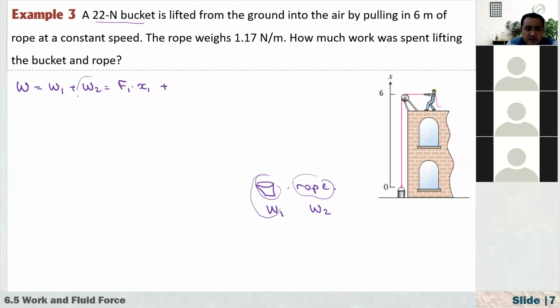And how about the rope? The rope is changing, because as you pull this up, the length of the rope is changing. It says the rope weighs 1.17 Newton per meter. So at every point our force is different, and that's why we are going to use an integral here. The second part is an integral, where x is changing from 0 to 6, and the weight is 1.17 Newton per meter.